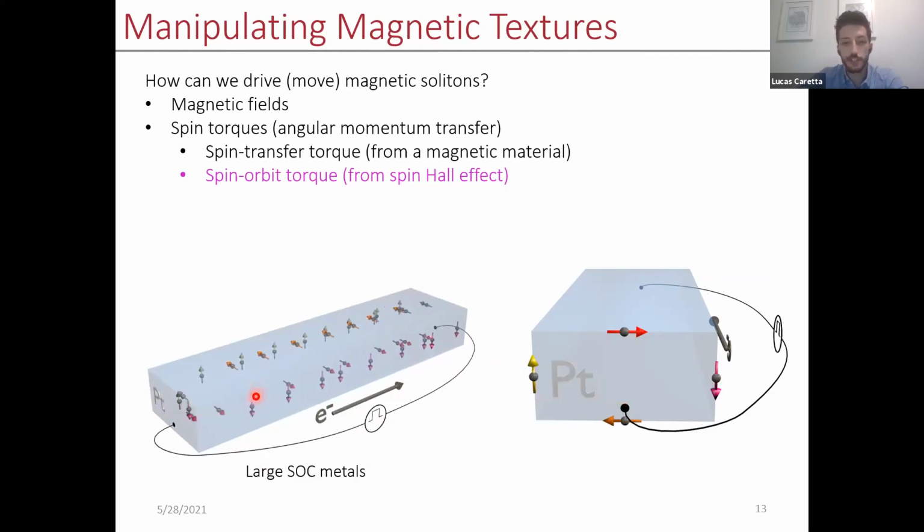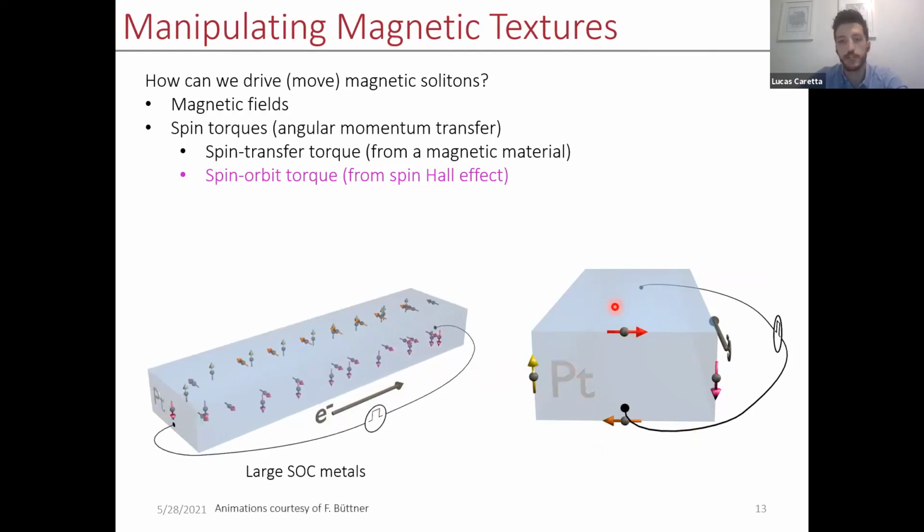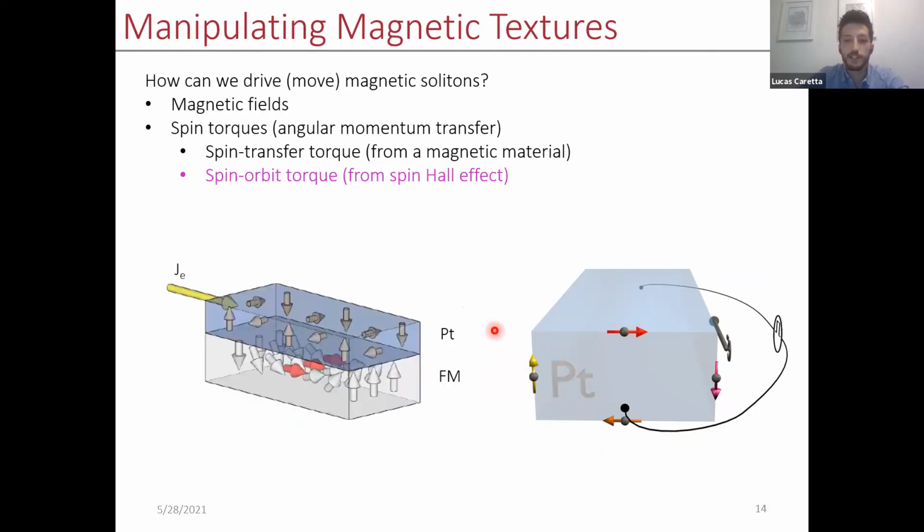So you can essentially, from a charge current, create a transverse spin current, and the spin current carries angular momentum. And so essentially, by placing a magnetic material next to one of these large spin orbit coupling materials, you can transfer this angular momentum to the ferromagnet. And this is what we mean by using a non-magnetic material to create angular momentum.